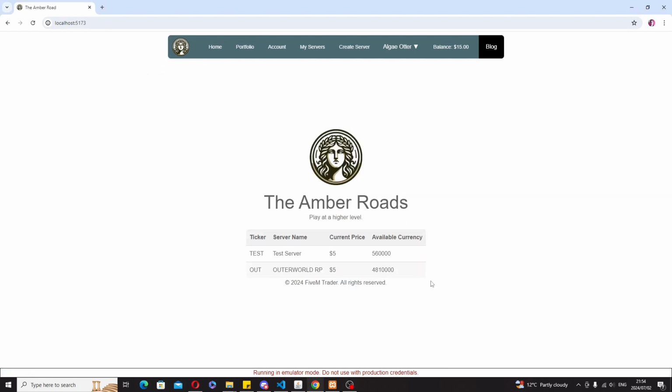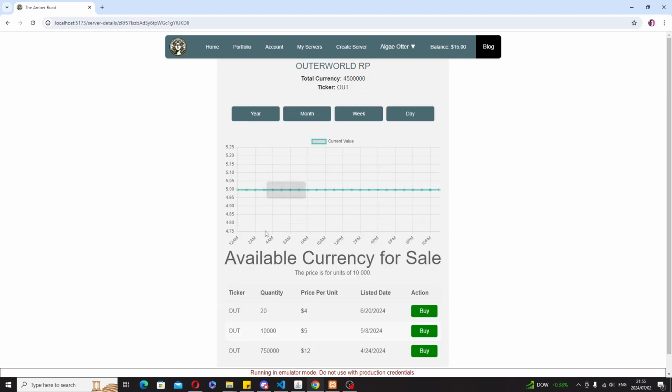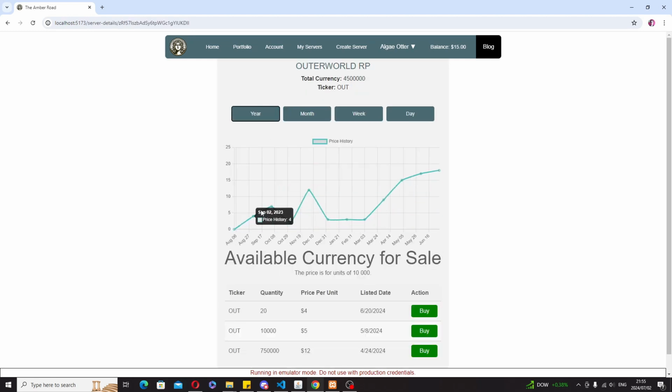So this would be like the main site from here, where a server would be listed over here. So over here we have the current price. That's the current price the server is trading at, so like the latest value that it's trading at. And then we have the name and then the ticker of it, so it's like recognizable across platforms. And then the amount of currency that is available. So if we go in, we can then look at the trades that have happened over time.